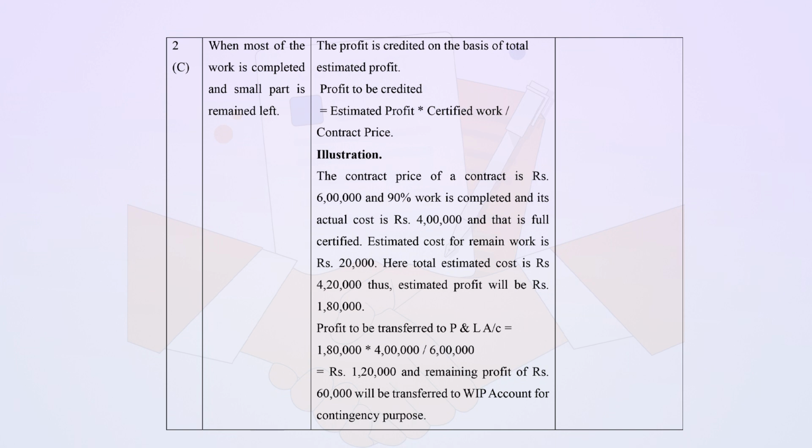Profit to be transferred to profit and loss account is equal to 1,80,000 into 4 lakh divided by 6 lakh, which is equal to rupees 1,20,000, and the remaining profit of rupees 60,000 will be transferred to work in progress account for contingency purpose. In case of loss, the entire amount of loss will be transferred to profit and loss account.